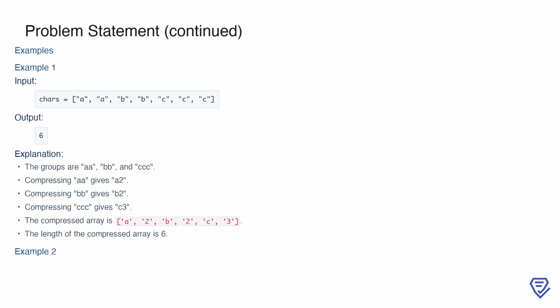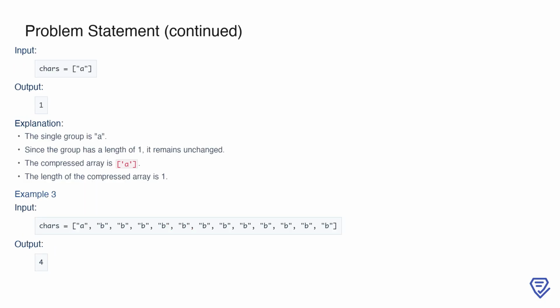Suppose the input array is A, A, B, B, C, C, C. First, we identify the groups of consecutive repeating characters. Here, we have AA, BB, and CCC. Compressing the group AA results in A2, meaning we write A followed by the number 2. Similarly, BB compresses to B2, and CCC compresses to C3. After writing these compressed values back into the array, it becomes A, 2, B, 2, C, 3. The new length of the array is 6, which we return as the output. This example demonstrates how we systematically process each group and update the array in place.